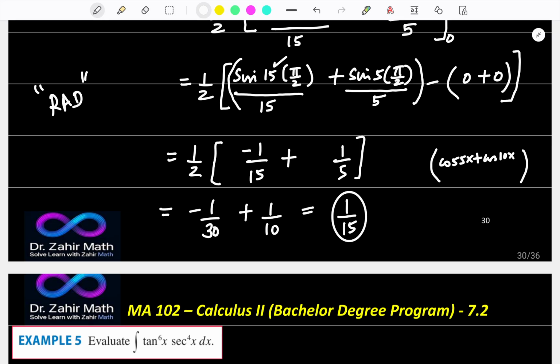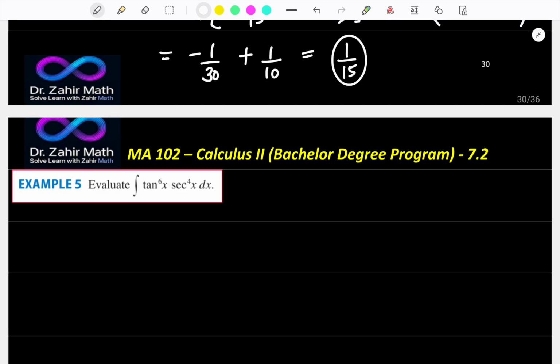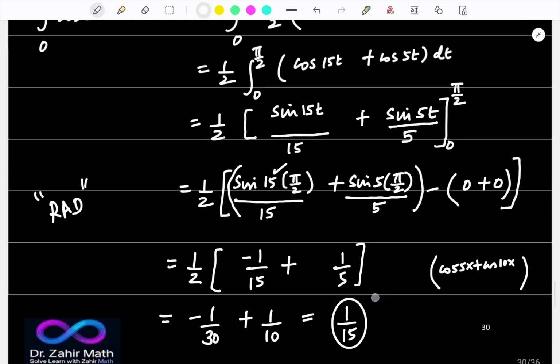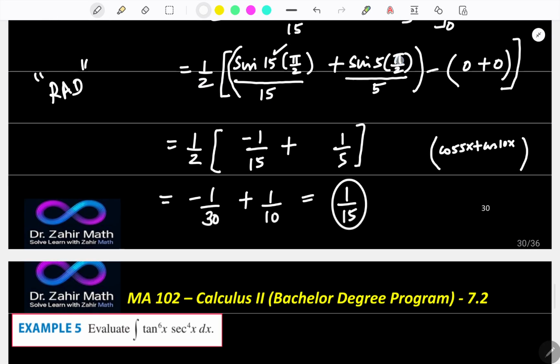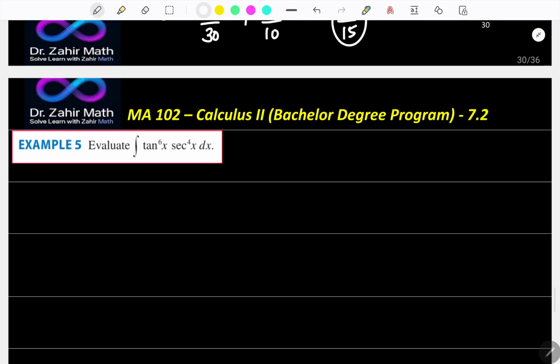So let me check this one. Minus 1 by 30 fraction mode, minus 1 by 30, yes, 1 by 5 only, plus 1 by 10, 1 by 15 I'm getting. Yes, I got 1 by 15. Actually, I had put the plus here in the calculator, so it was a product. I got 1 by 15. Okay, right, let's go to the next question.